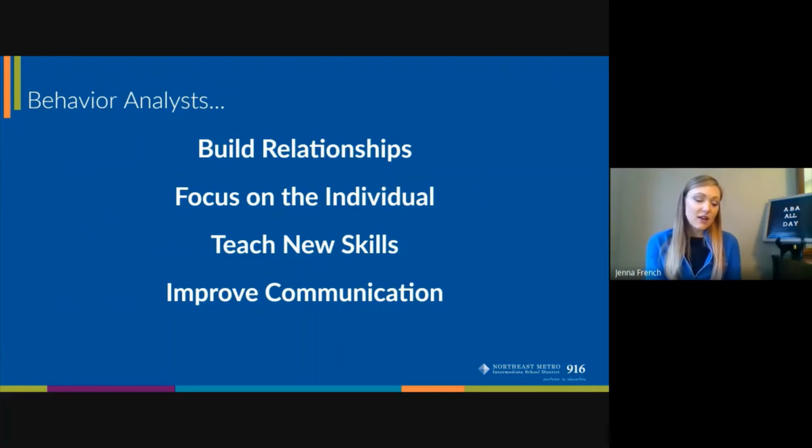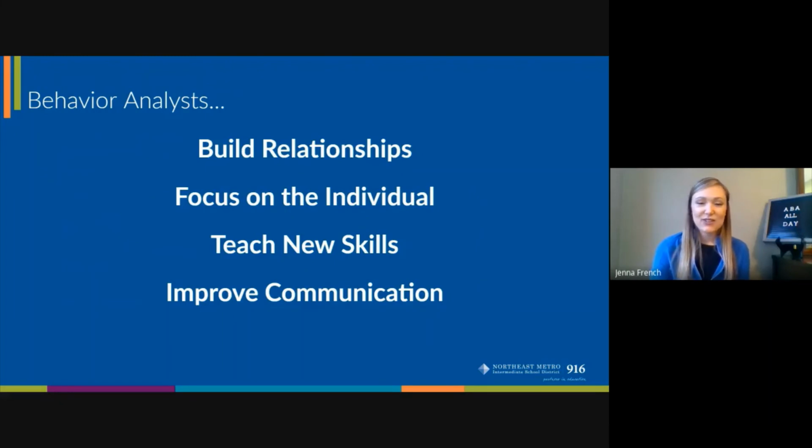So again, we're looking for socially significant behavior change. So we're going to look at what that individual needs. What would be most helpful to them to be more successful in the natural environment or access more reinforcement in the natural environment. We teach new skills, and this can be a variety of skills.